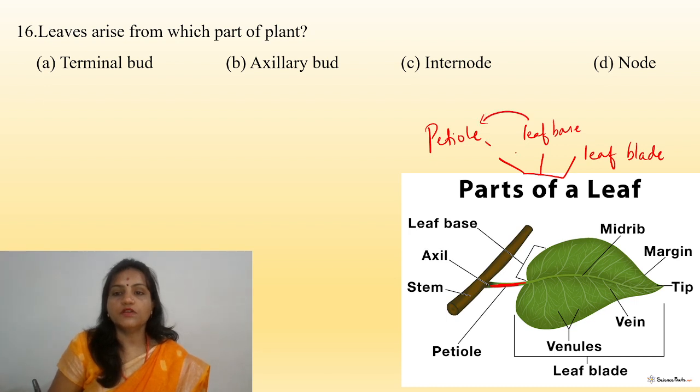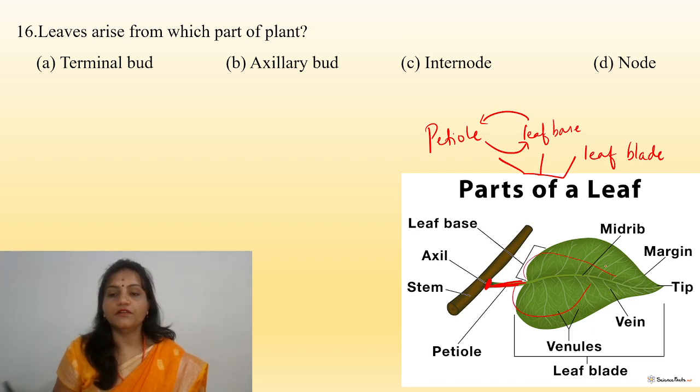This should come here in the order. Okay, a leaf has leaf base, petiole, and the leaf blade. So this is the main vein that runs in between. It is called the midrib. Then this is the margin of leaf. This is the margin of leaf.